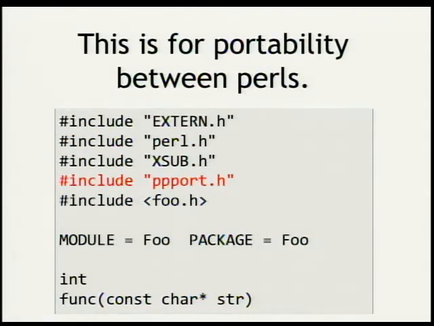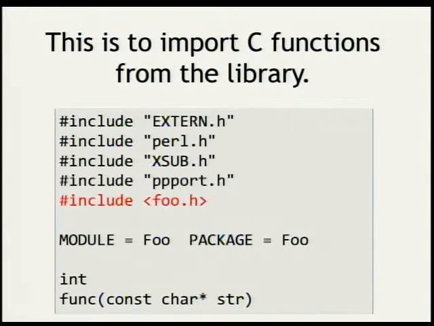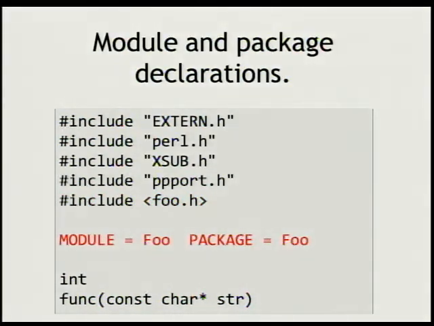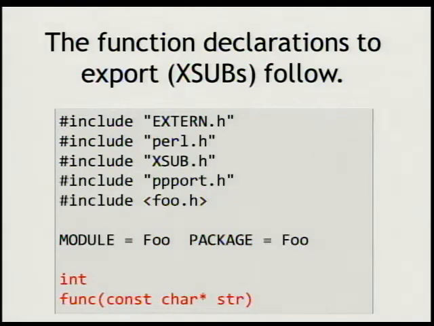And this line, include ppport.h, is for portability between Perl versions. And this is to import the C library's header file, which should have the declarations of the public APIs of the C library. And this is the module and package declaration for Perl. And the function declarations to export, that means you want to use in the Perl world, follow.